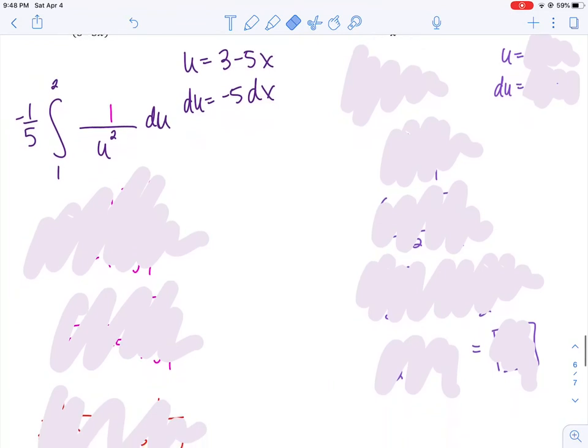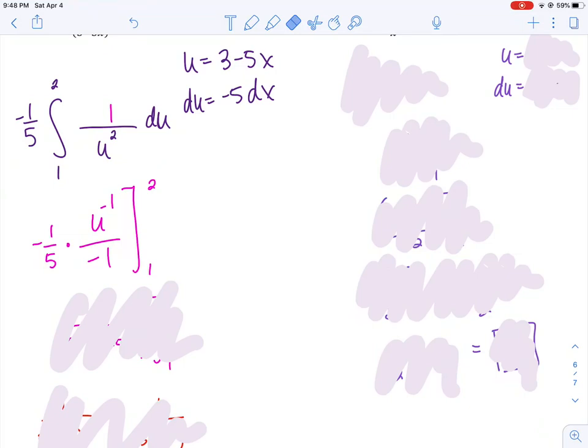And now it looks like I didn't change my limits to u limits. I kept them as my original x limits. Let's see what happens. I'm going to bring that u squared up to the top and make it u to the negative 2. And then I'm going to use my power rule and integrate. If I have u to the negative 2 and I add 1 to the exponent and divide by the new exponent, I get u to the negative 1 over negative 1. Don't forget you have a times negative 1/5 in the front. And then I have my limits of 1 to 2.